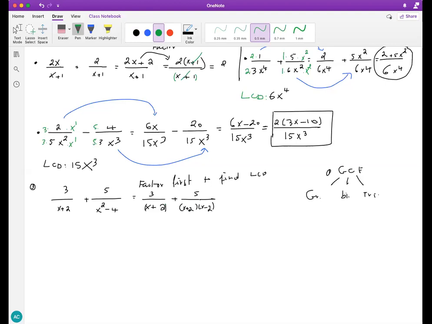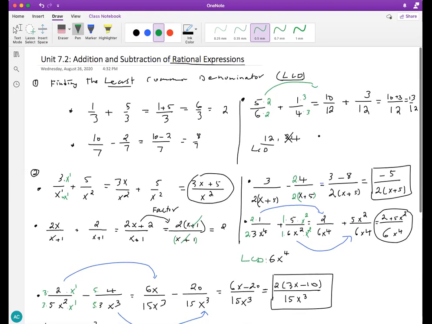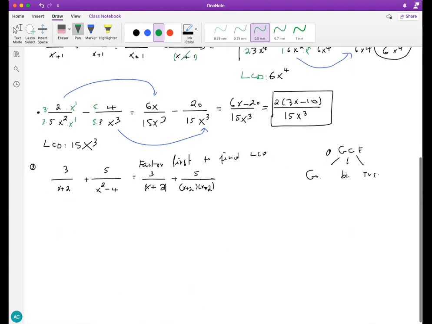Exactly. So this one has x plus 2, x minus 2. The other one should have exactly the same. Again, common denominator is the same number or expression. So since this one has x minus 2, this needs it. So we're going to times this one by x minus 2. And since we times the bottom of this fraction by x minus 2, what do you do at the top? Times it by x minus 2 as well. Exactly, same thing.